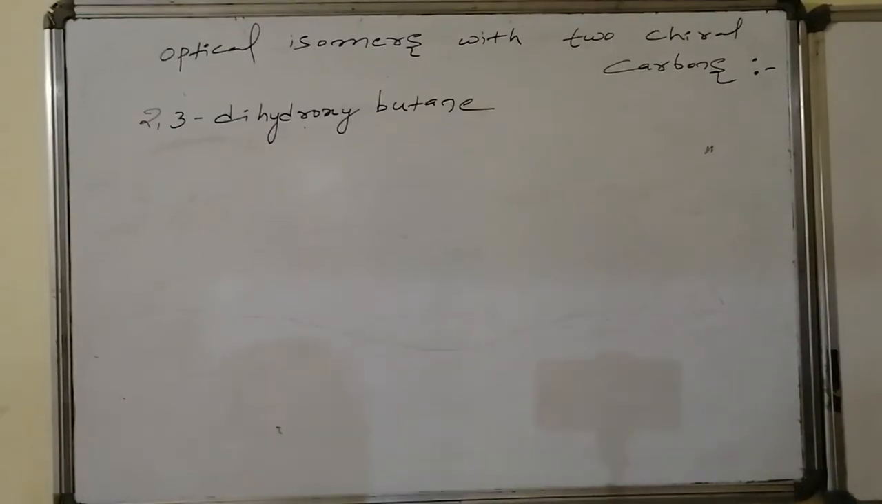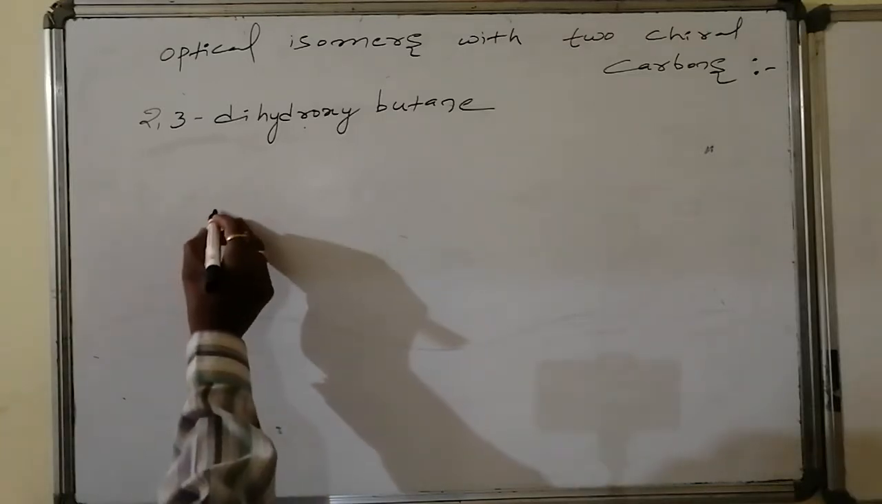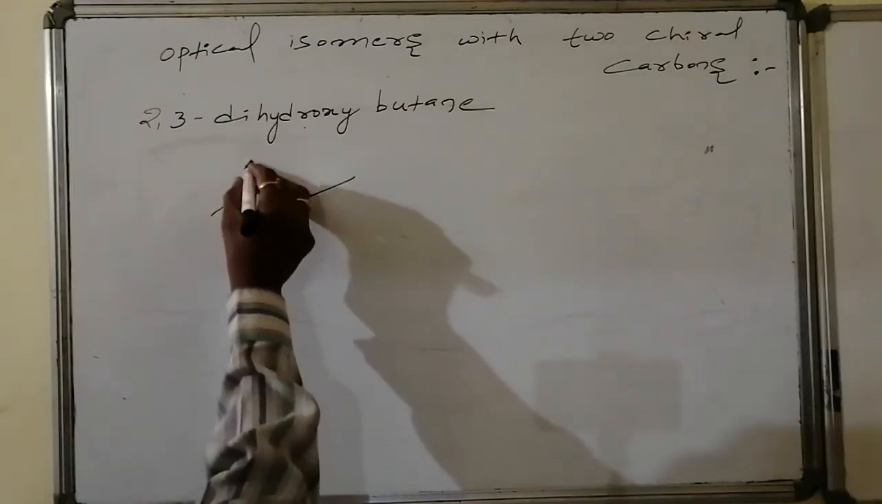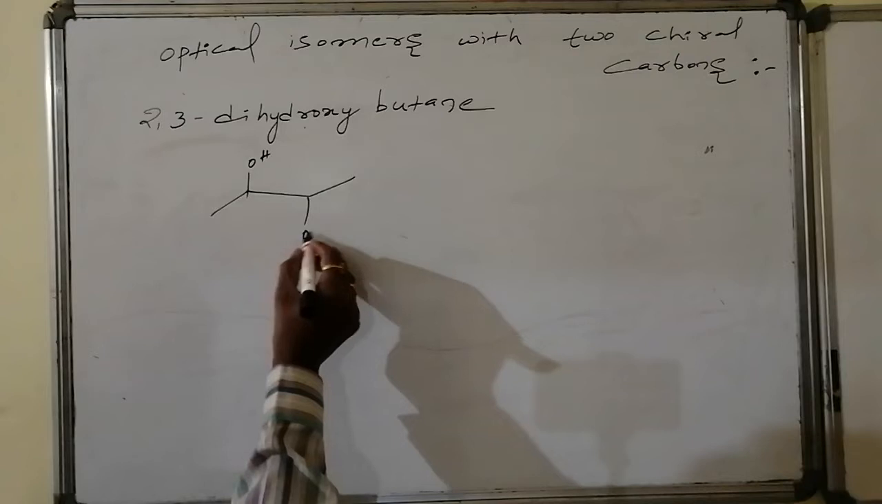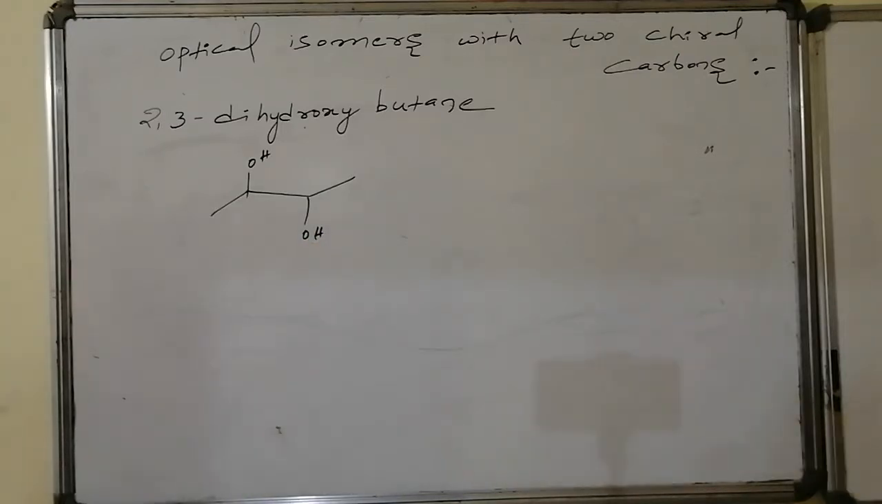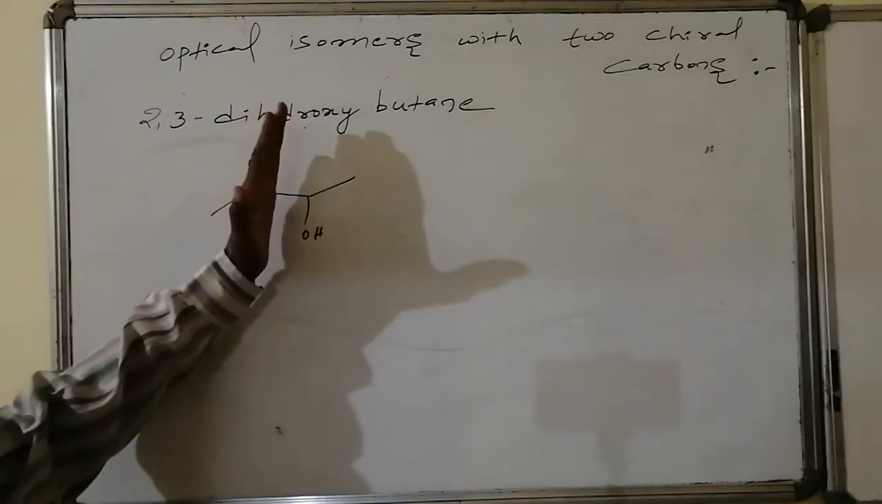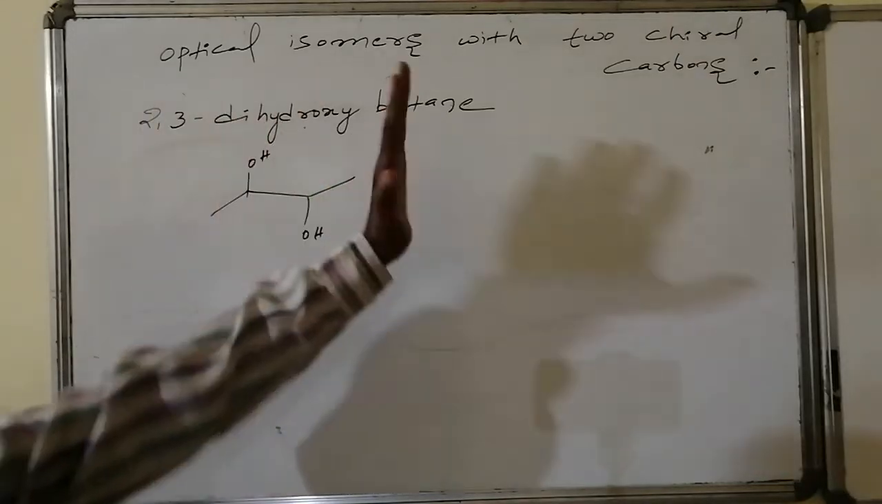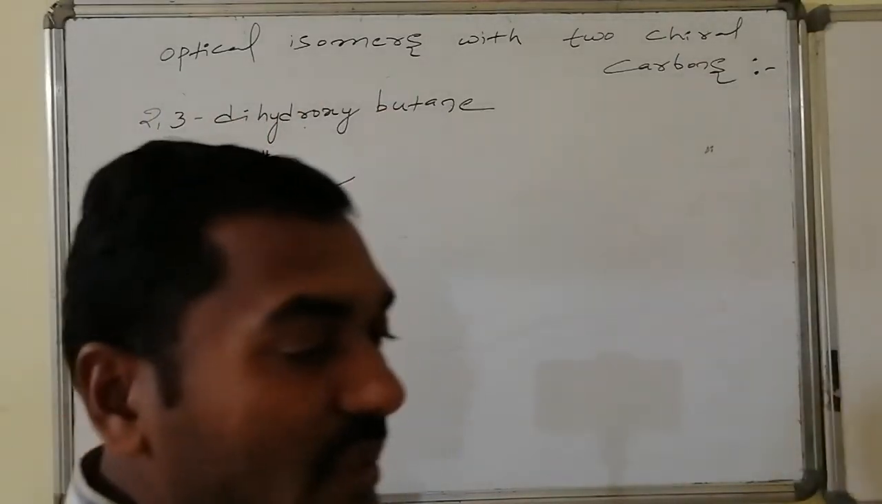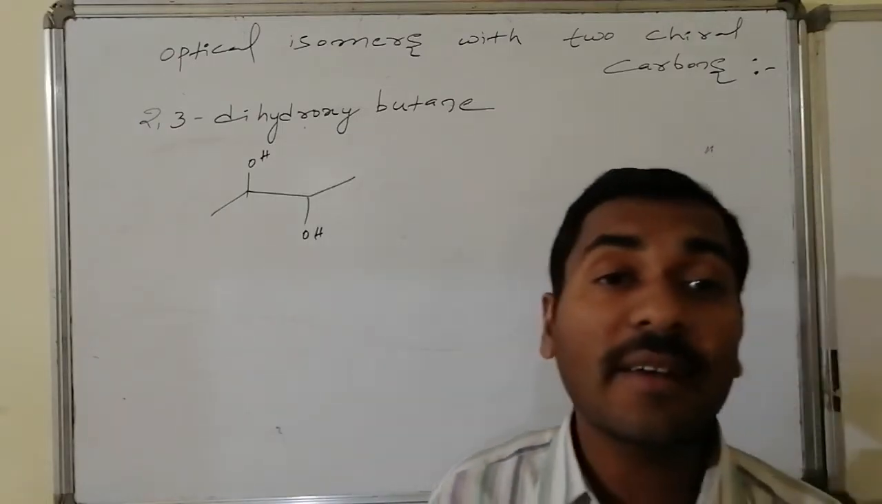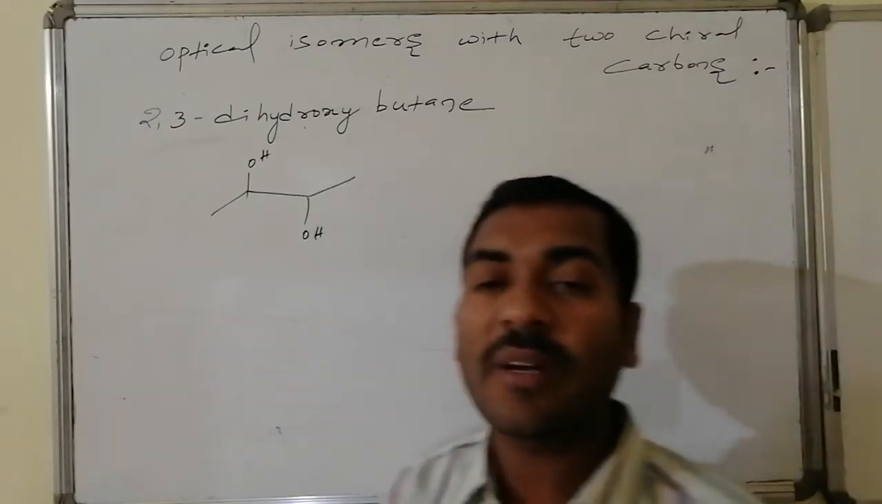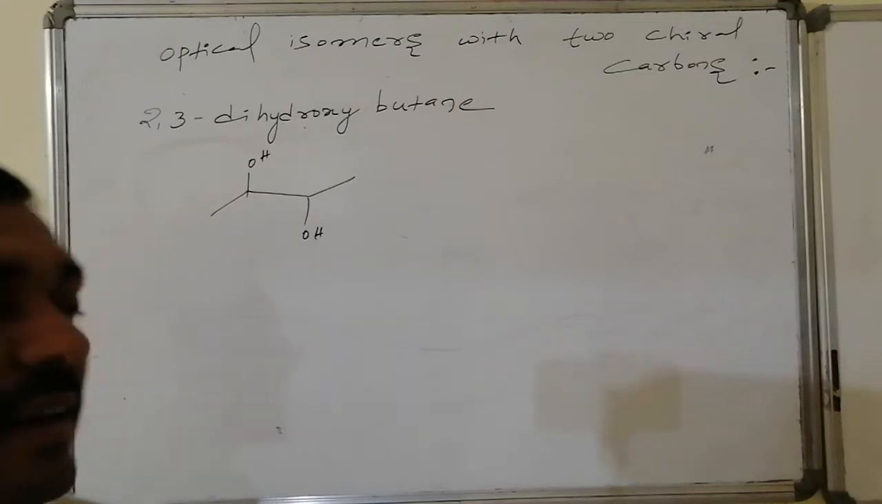Let us go for another one: an organic molecule having symmetrical ends with 2 chiral carbons, that is 2,3-dihydroxybutane. If I write the structure of 2,3-dihydroxybutane, this end consists of a methyl, and this end also consists of a methyl. From the middle, this is the first half and this is the second half. Thus here it is maintaining similarity: an organic molecule with similar ends and more than one chiral carbon.